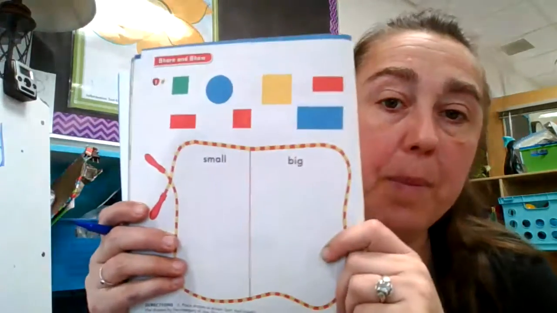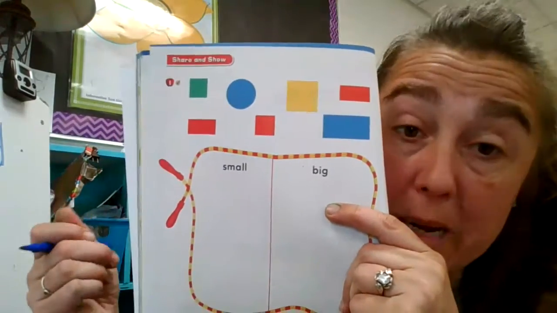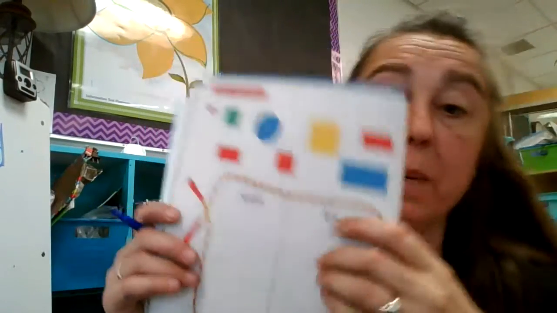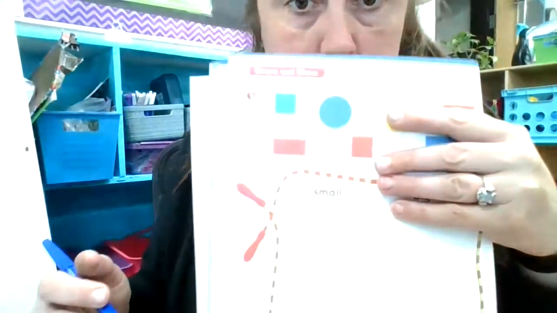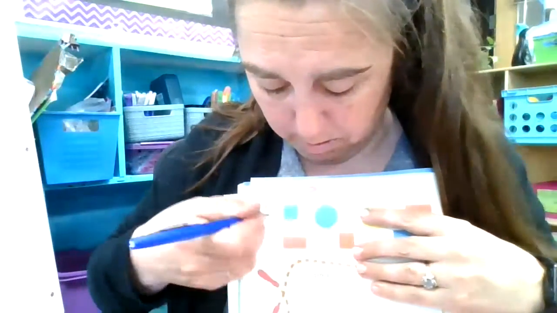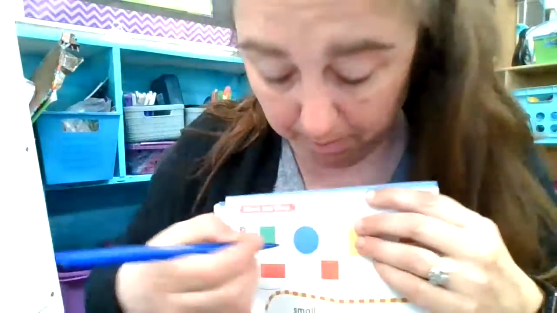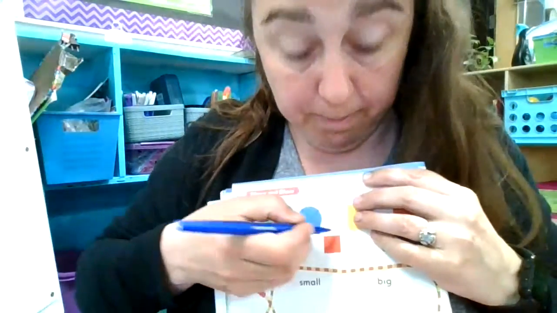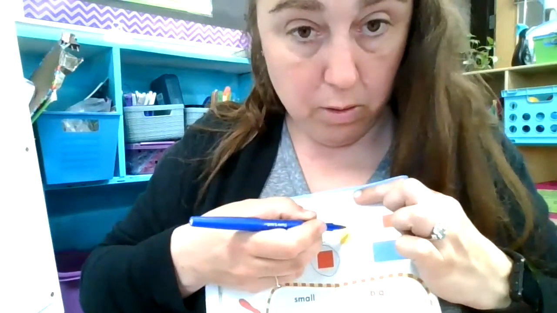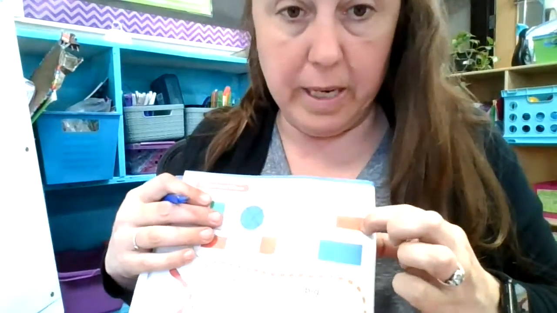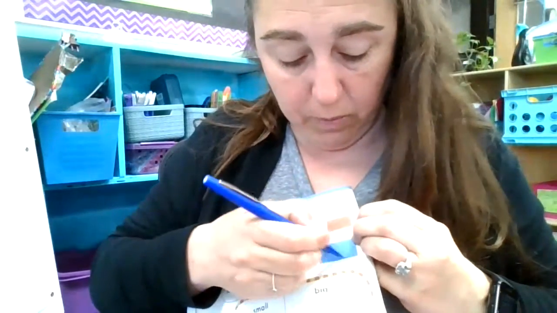Let's go ahead and turn the page, and let's look up here. Okay, this one in my mind is a little trickier, but we'll do our best. What I want to do right now is circle the small shapes with you. What would you say about this rectangle right here? I agree with you. It's small. The square? Small. The circle? The circle looks big to me. The square? Small. The square? It's bigger than the other one, so I'm going to say it's a big one. The rectangle? Small. And this rectangle, big.